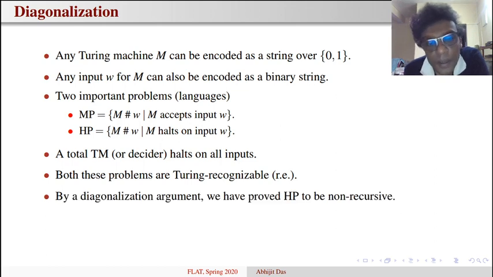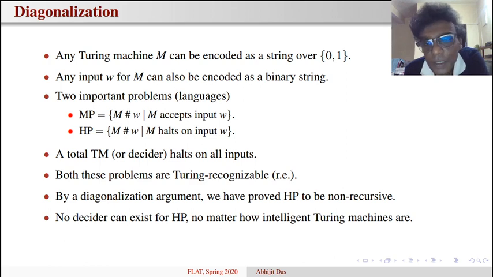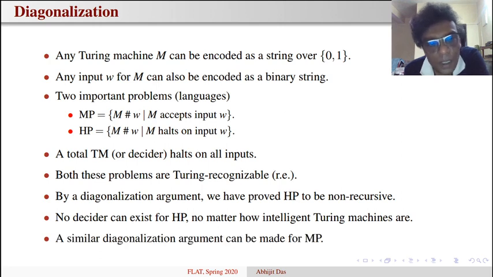Though they are recognizable, we have already proved by using a diagonalization argument that the halting problem is not recursive. In other words, no matter how intelligent Turing machines can be, you cannot design a decider, that is a total Turing machine, for the halting problem. A very similar diagonalization argument can be made to prove that the membership problem is also not recursive.